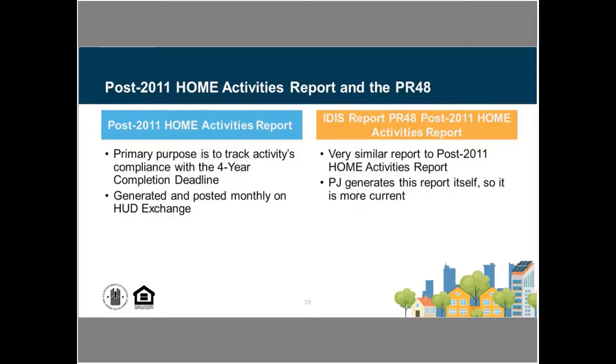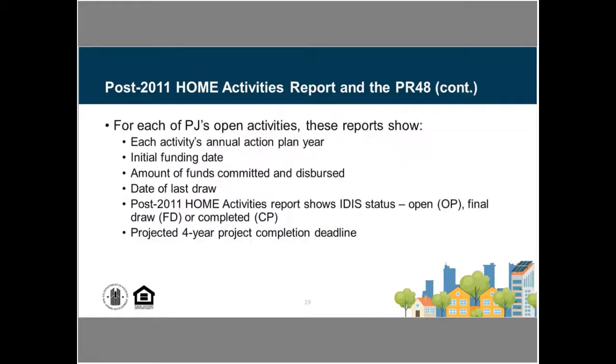So we have a post-211 HOME activities report, which is to assist you in tracking the compliance for your project with this deadline. It's produced on a monthly basis and posted on the HUD Exchange, so you could pull that and review it. But you also have the option of printing the PR48, which is a similar version of the report with a few variances. Because you are printing it, it's going to be the most current information versus the monthly version posted by HUD.